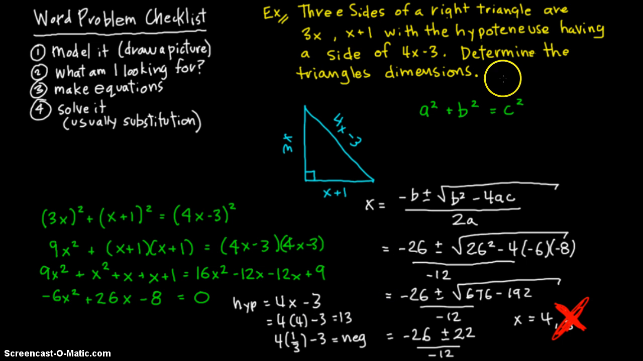Also, while I'm at it, I want to determine the dimensions. I'd have to plug 4 into this one, and into this one. So 4x minus 3, that's my 13. 3 times 4, that means this is 12. And 4 plus 1, this is 5. And I'd get all the sides to my triangle. I'm all done. So that's a basic word problem.